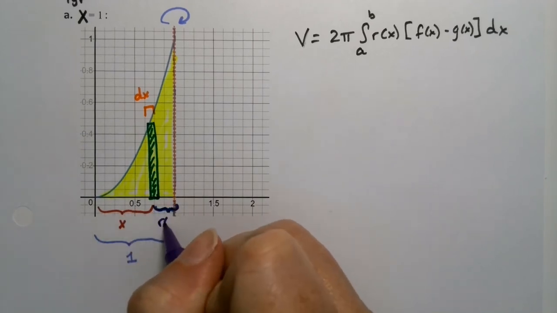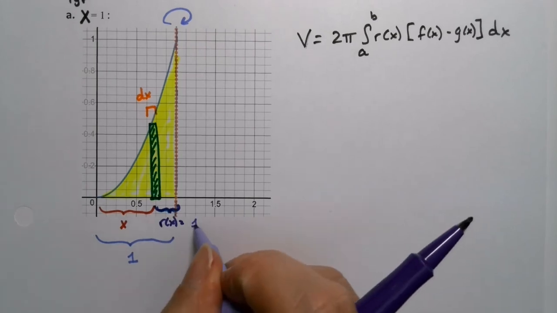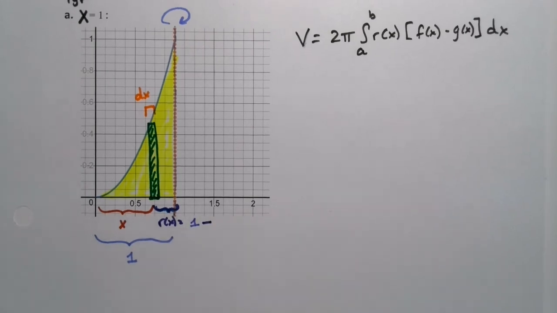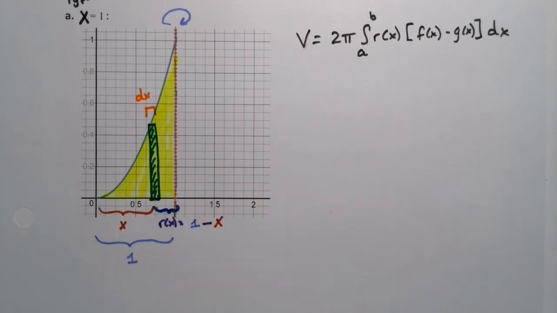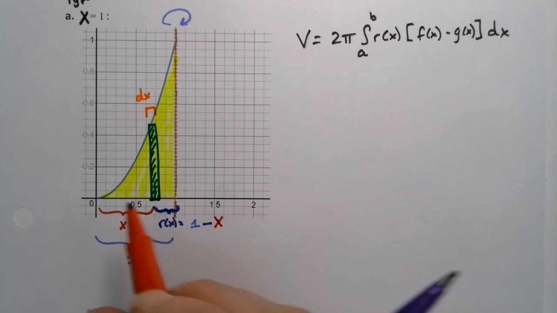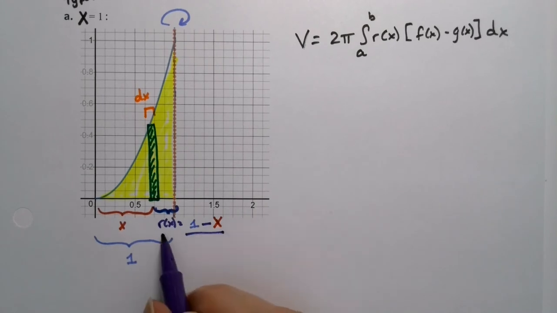R of x is equal to, all right, now how do I find that difference right there? That's 1 take away x, right? So it's 1 minus x. That's your radius. It's the distance of your rectangle from the axis of rotation. That's what your radius is. So there's r of x, which is actually a tricky thing to find in this problem.